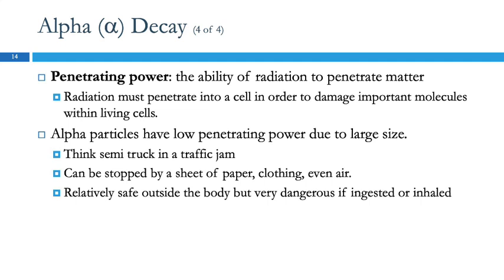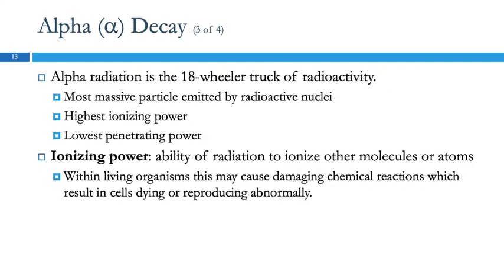So we're going to learn some of the characteristics of the different types of decay. One of the things we're going to talk about is penetrating power. Oh, yeah, I missed something. Okay. So alpha radiation is the 18-wheeler truck, the semi-truck of radioactivity. We're going to use a vehicle analogy. We'll be comparing some to semi-trucks and some to cars and some to motorcycles. So this is the truck, because it's the biggest of the particles. It has high ionizing power and low penetrating power.